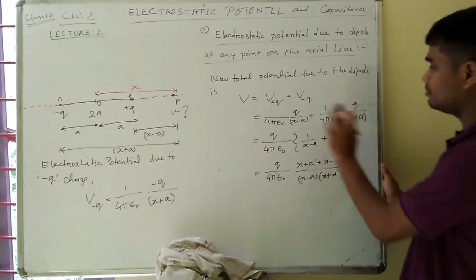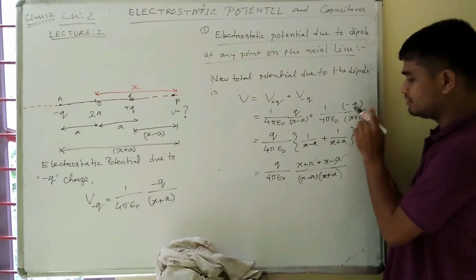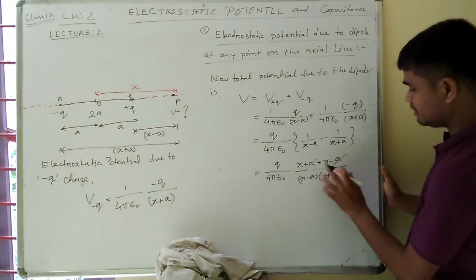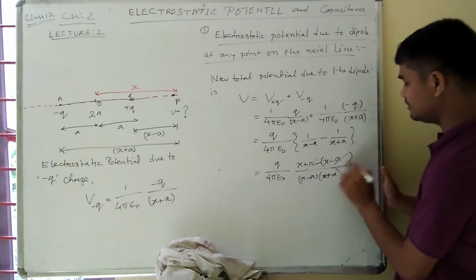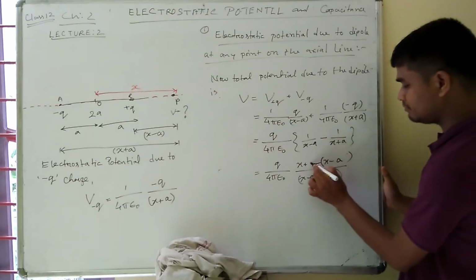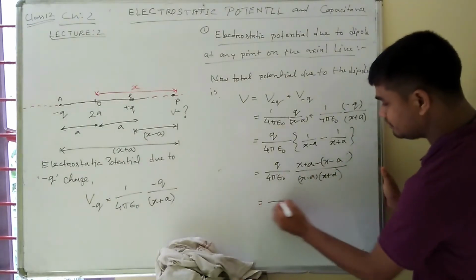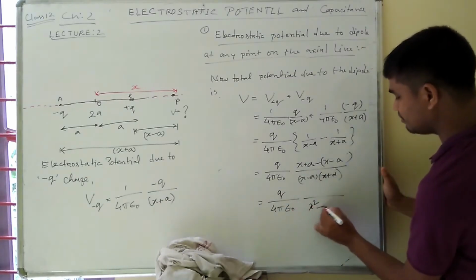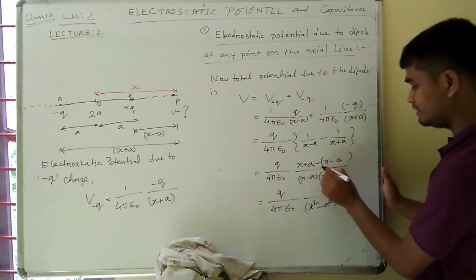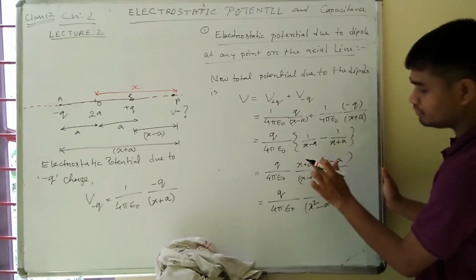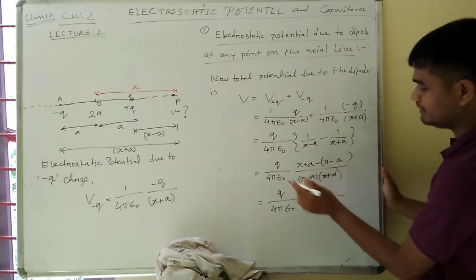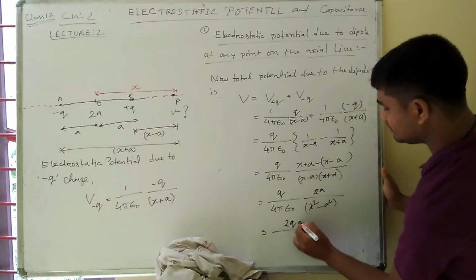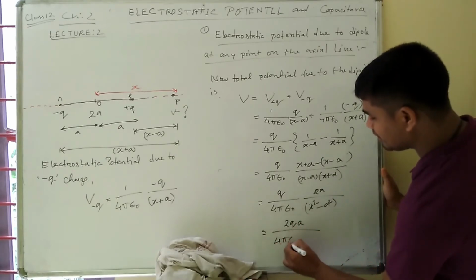There should be a minus here, so this value is minus. Then Q by 4 pi epsilon naught, with x squared minus a squared in the denominator, and in the numerator x cancels out, and minus minus plus a gives twice a. So twice Qa divided by 4 pi epsilon naught.